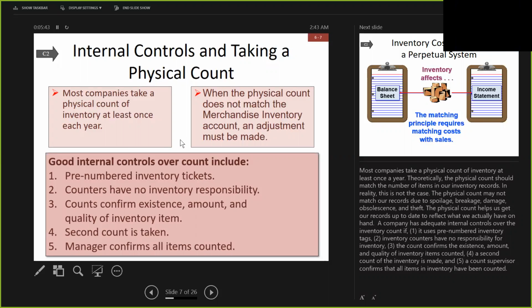But if you do have a firm with inventory, you're going to take that physical count. It's probably going to be at least once a year. And then when you are done, you match it to the books, to what you thought you had in inventory, to what the count comes up to, and then adjust the books to the amount of the physical count. And why would that be? Why are you adjusting to that?